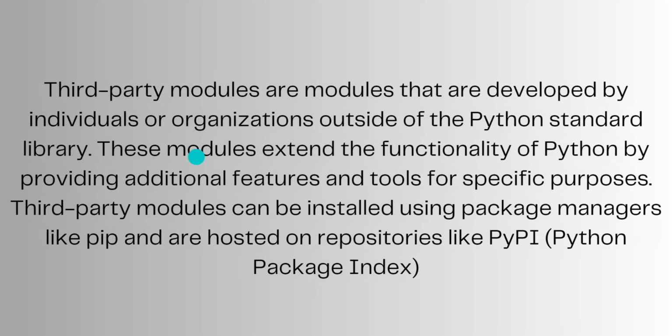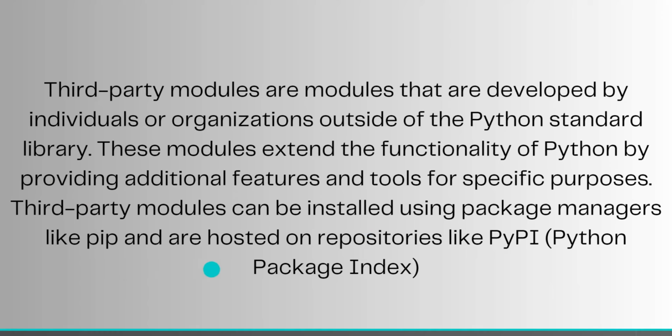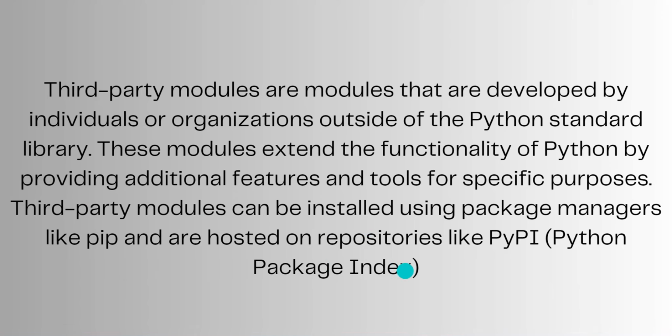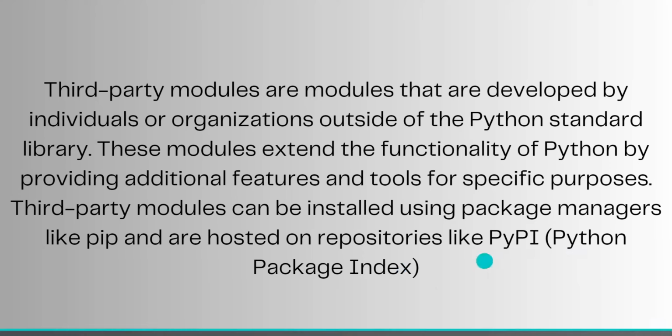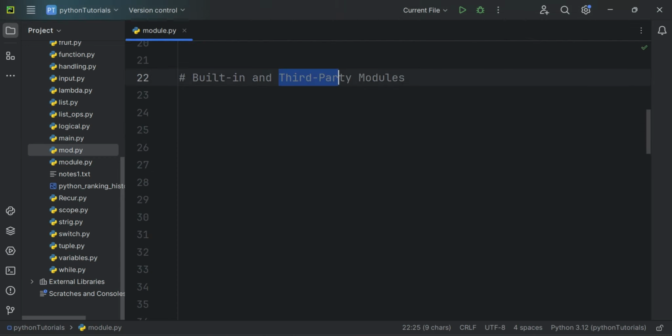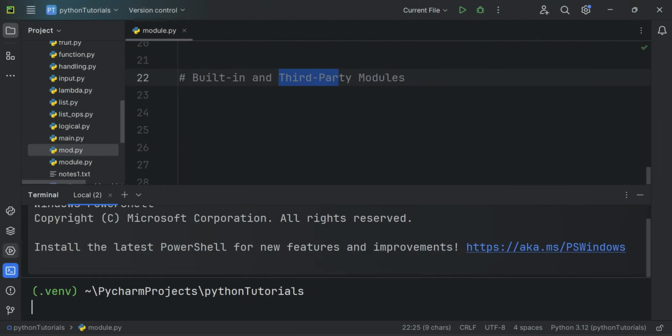Third-party modules are modules that are developed by individuals or organizations outside of the Python standard library. These modules extend the functionality of Python by providing additional features and tools for specific purposes. Third-party modules can be installed using package managers like pip and are hosted on repositories like PyPI, which means Python Package Index.